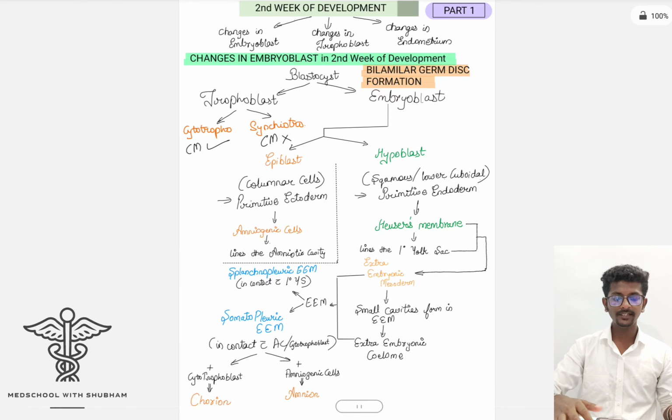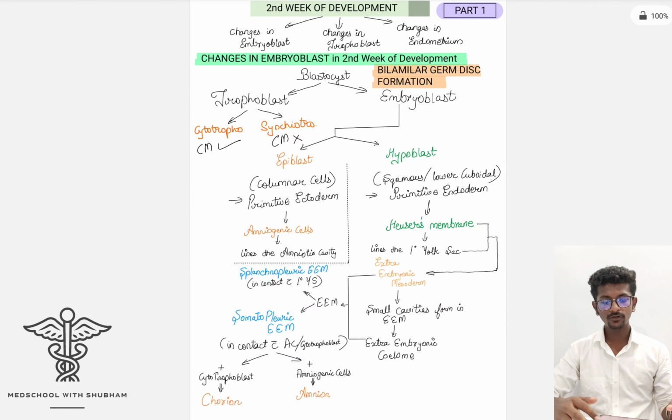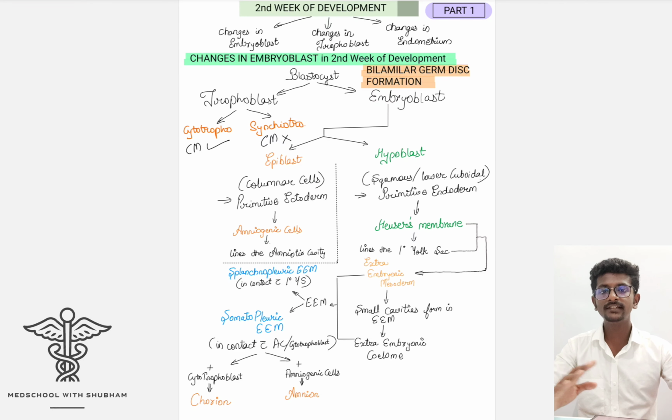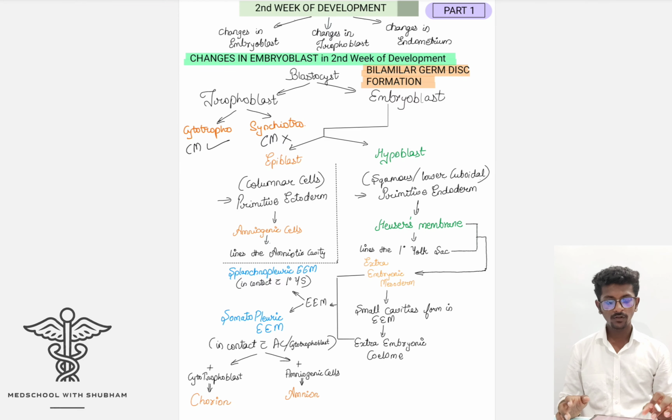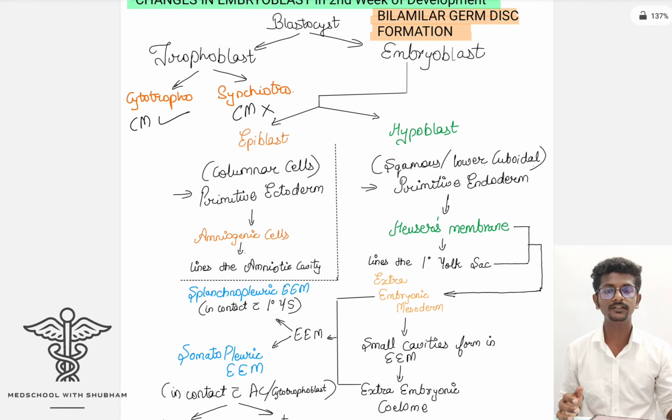So today I have completed the changes that take place in the embryoblast in the second week of development. I hope I was very clear in explaining all the concepts of the second week of development. What is epiblast, what is hypoblast, what is extraembryonic mesoderm, what is extraembryonic coelom, what is amnion, and what is chorion. All these things are very important for you to understand systemic embryology further. Therefore, general embryology actually forms the base of systemic embryology.